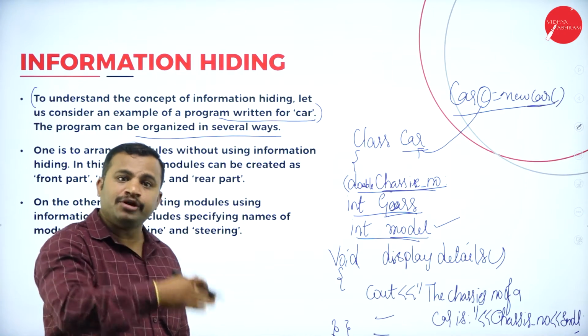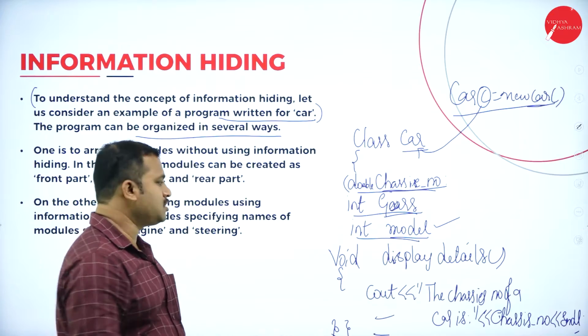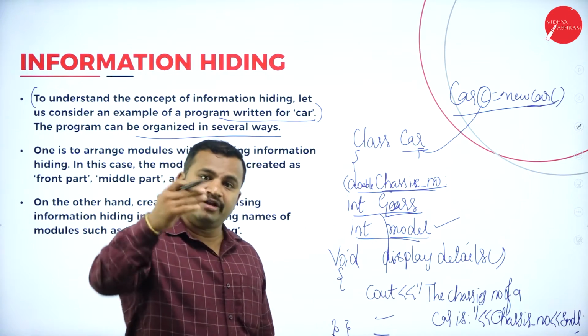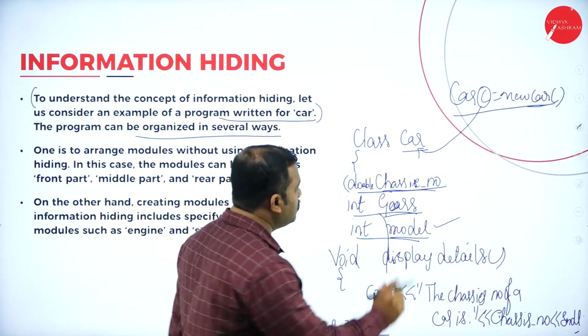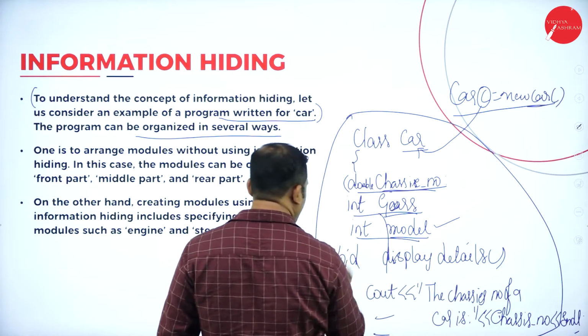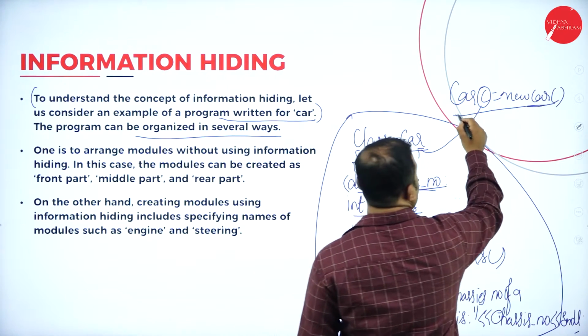That means memory is allocated to those variables as well as to the variables associated with the function definition, and they will come to life. That means this is just a template now, a blueprint. We do not have the memory allocated to it. So we have a car object here.